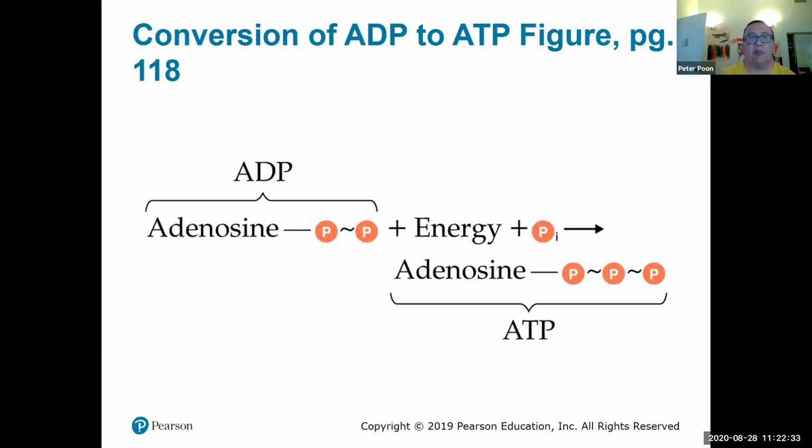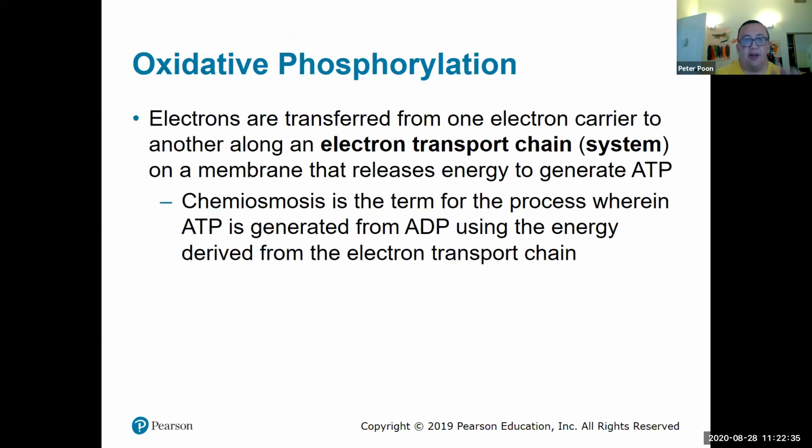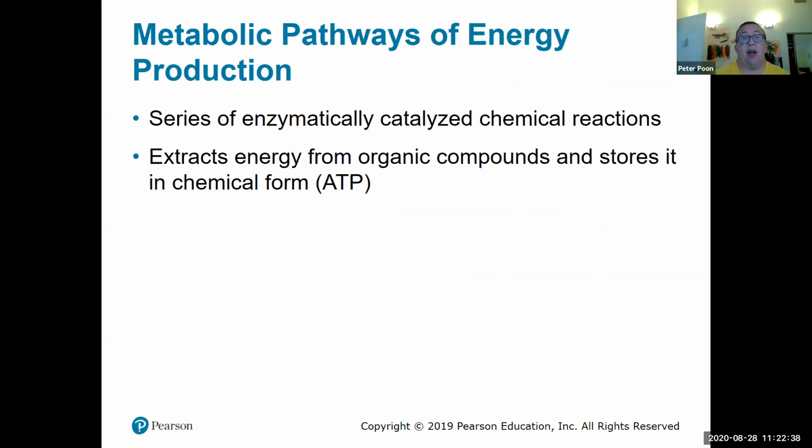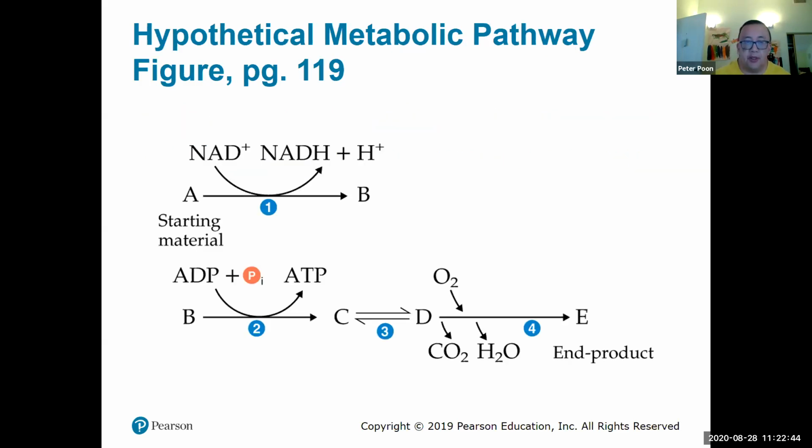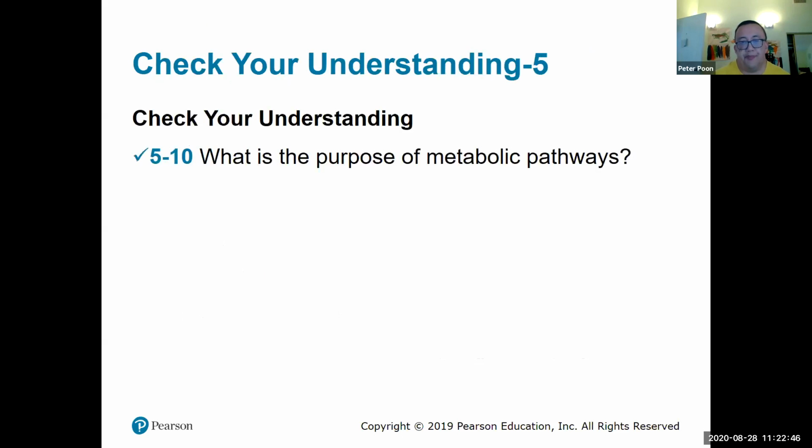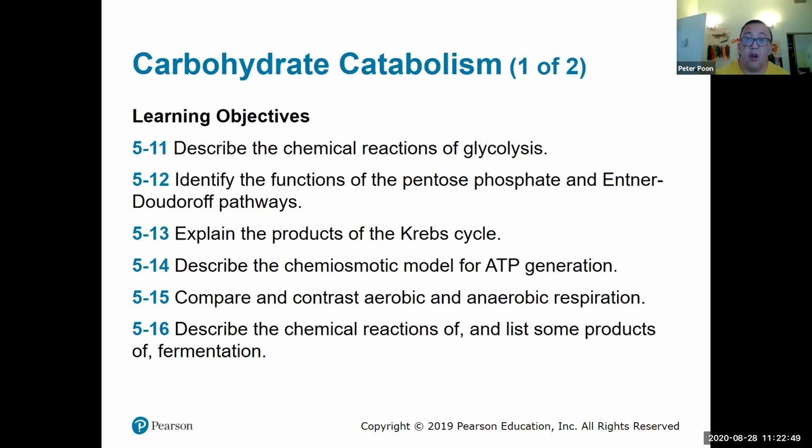Okay, so I'm gonna skip all this generation of ATP stuff. I'm gonna move to metabolic pathways of energy production. Carbohydrate catabolism. I'm going to break down carbohydrates. That is the primary source of energy, especially for prokaryotes, especially for bacteria. Carbohydrates are the major source of energy.